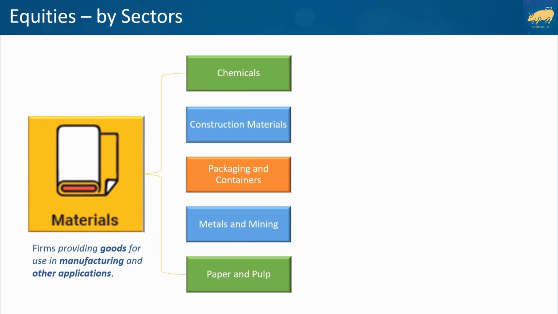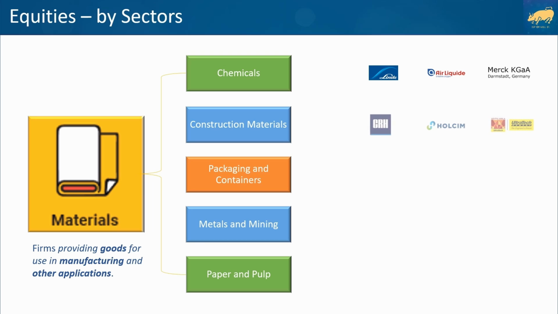The materials sector covers companies that provide various goods for use in manufacturing and other applications. The sector includes industries like chemicals, construction materials, packaging and containers, metals and mining, and paper and forest products. Looking at these industries globally, we see that the largest chemical companies are Linde plc, Air Liquide, and Merck.